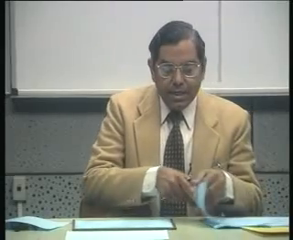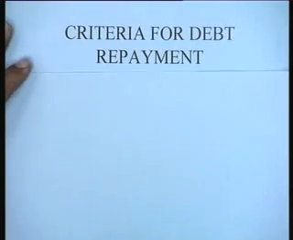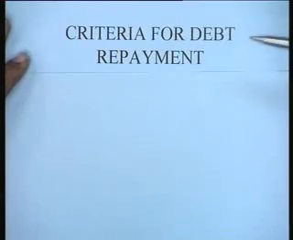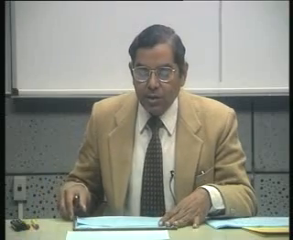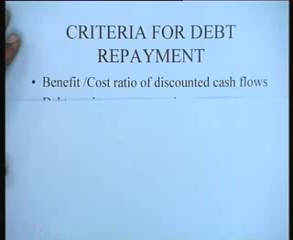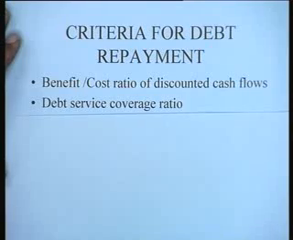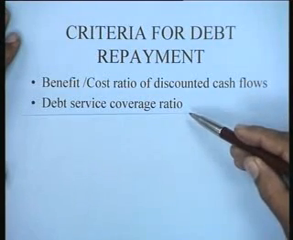Let us now look at some of the criteria for debt repayment. Because as you know, the financial appraisal of a project has essentially two components. One is how much you are earning on your investment, and the second is what is the capacity of the project to repay the loans that you had taken to finance the project. And many financial institutions are concerned about these criteria. So the typical criteria could be the benefit to cost ratio of the discounted cash flows. This could be one indicator of how much money you have to recover the cost. But a more common ratio which is generally used is the debt service coverage ratio. We will see subsequently through an example what we mean by this.